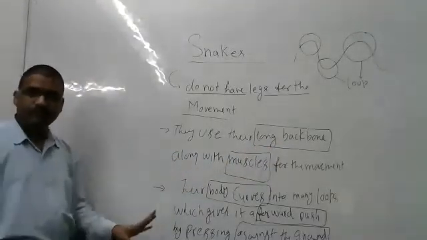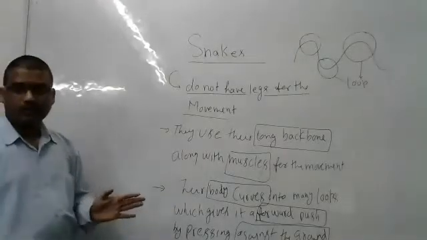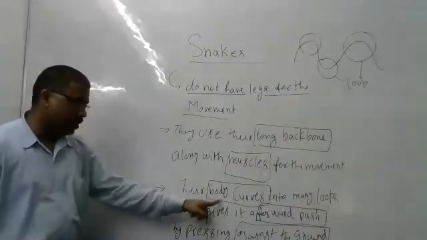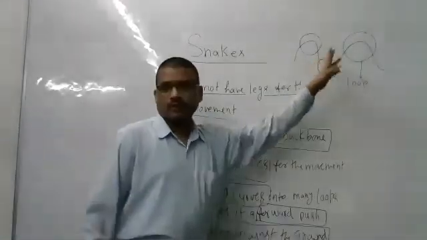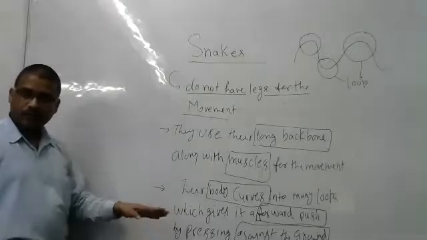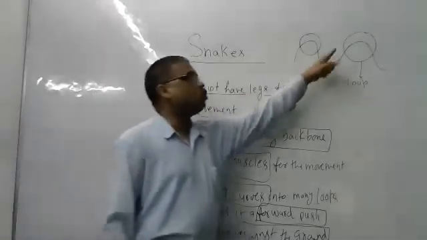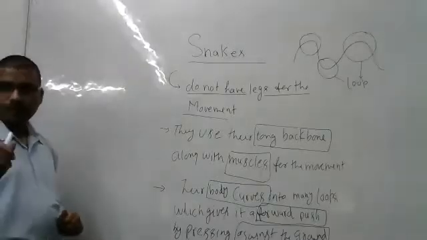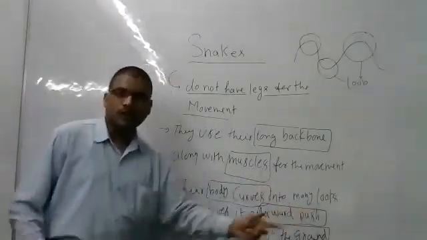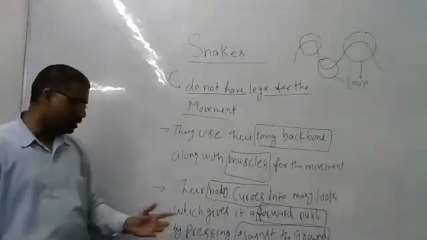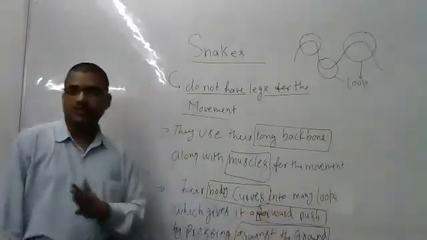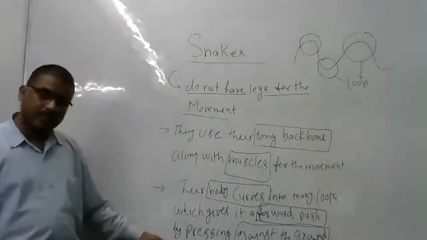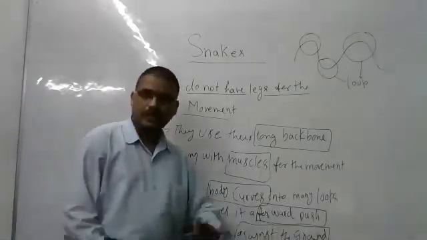Third point: when they move, the body forms curves, and those curves are basically forming loops. What do these loops do? These loops provide the forward push by pressing against the ground.